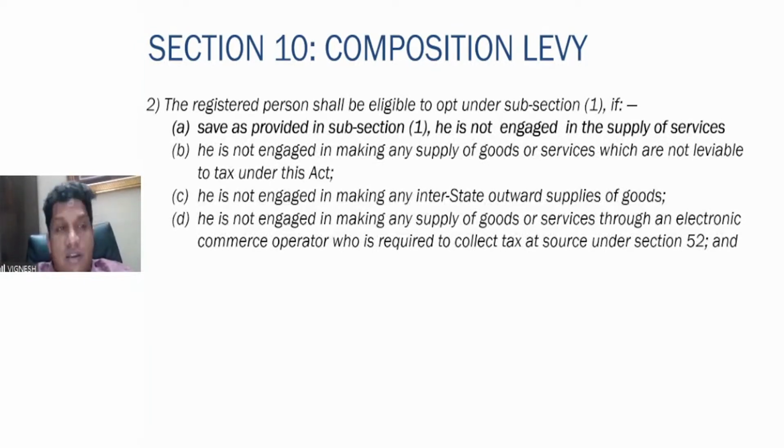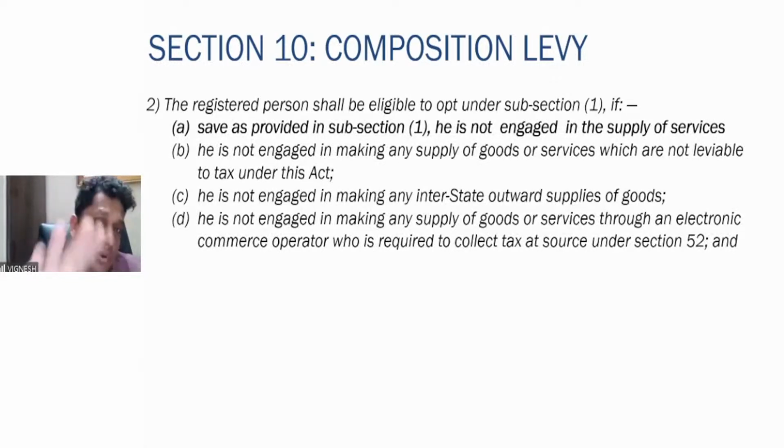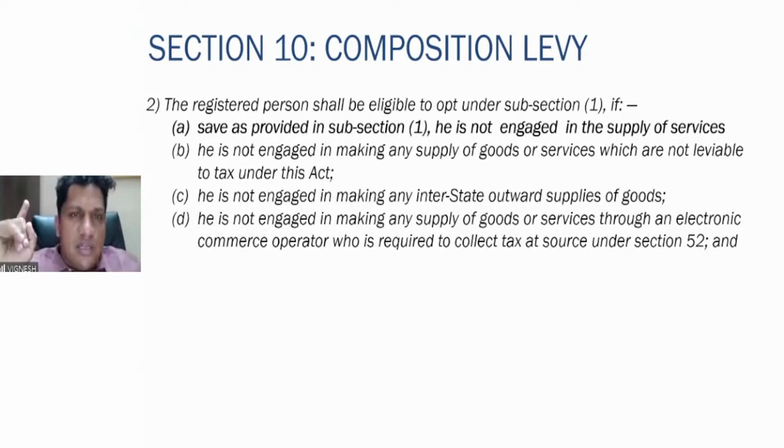So other than what is given in subsection 1, he is not engaged in supply of services. He is not engaged in supply of goods which are not leviable to tax. That means he will be eligible only if he is not making any supply which is not leviable to tax under the Act. Then he is not engaged in making any interstate outward supplies of goods. Very simple: composition scheme means there should be only intrastate supplies. That is a rule which is given. It cannot be interstate outward supply of goods.